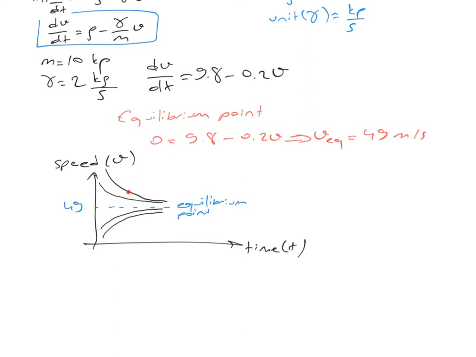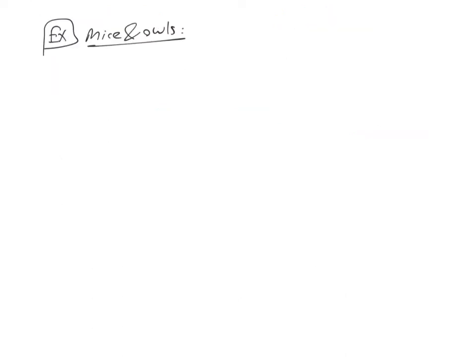So for the speed values that are bigger than the equilibrium point value, the value of speed will be decreasing in time. And as time goes to infinity, the value of speed will be equal to equilibrium point value. And for the opposite cases, the speed value will be increasing in time, and as time goes to infinity, the value of speed will be equal to equilibrium point value.